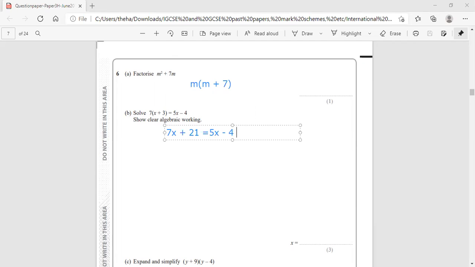Then we're going to put the same terms on the same side. So we're going to have 7x minus 5x equals minus 4 minus 21. Then we can combine like terms, so we're going to have 2x equals negative 25. Then we can find that x, which is what we're looking for here, equals negative 12.5. And that's our answer. We can put that back into the equation to check if it works, and it does. So let's go on to the next part.